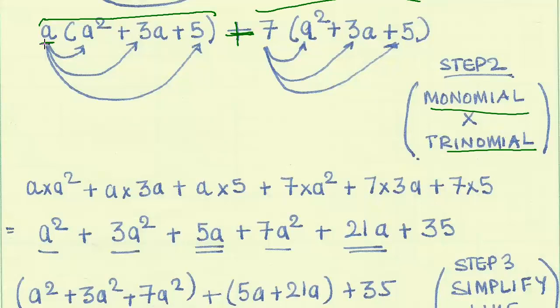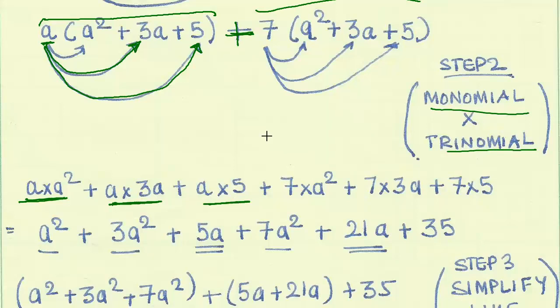So we multiply this monomial a by each term of this trinomial. So a is to be multiplied by a square, you can see this over here. Then we multiply this a with 3a, so this is shown over here, a is multiplied by 3a. Then we multiply this a with 5. Okay, so this is a multiplied by 5. So you can see that when I open up the braces, we get 3 terms over here.